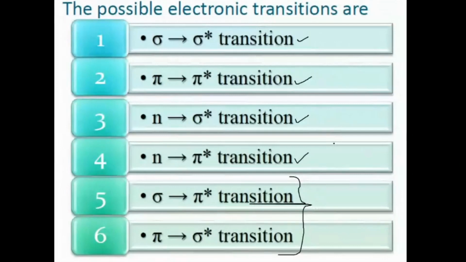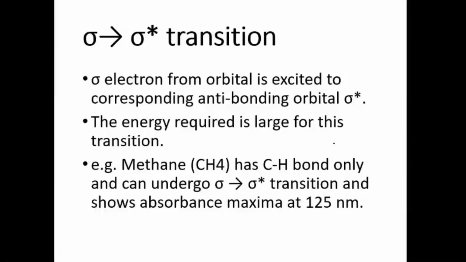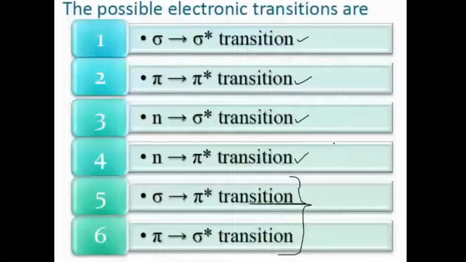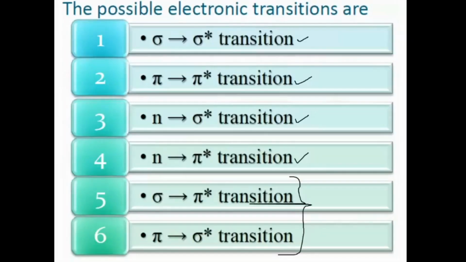Sigma to sigma star, what happens in it, where are they observed? Any guesses where sigma to sigma star transitions will be observed? In which molecules will the transition from sigma to sigma star be observed? Very simple answer. I am asking in which type of molecules you get sigma to sigma star transition. Okay, I will not elongate that mystery.